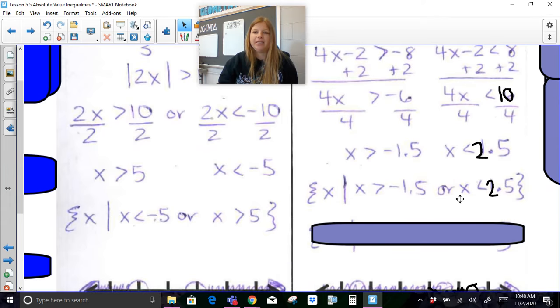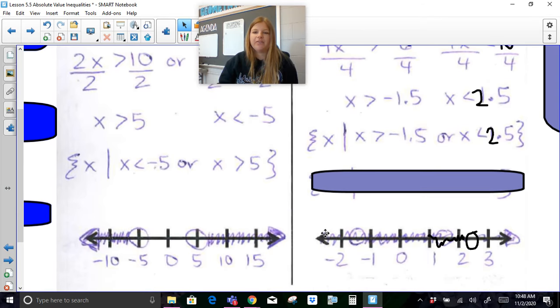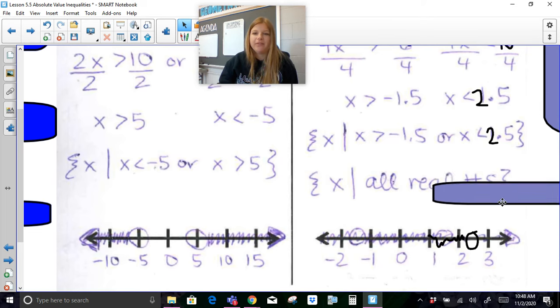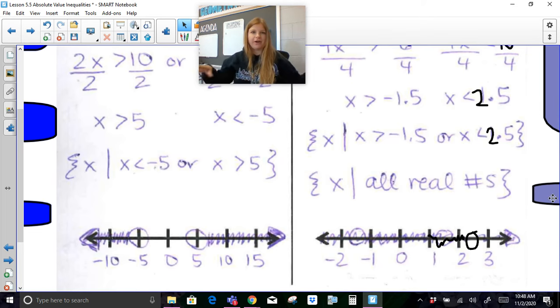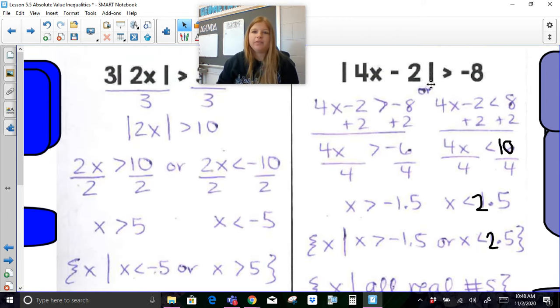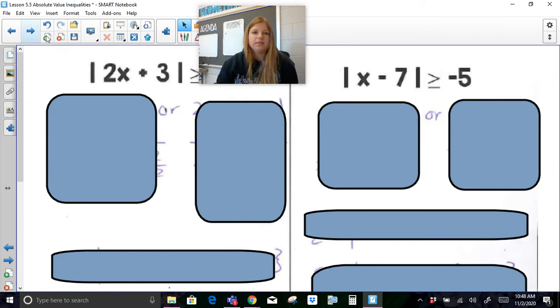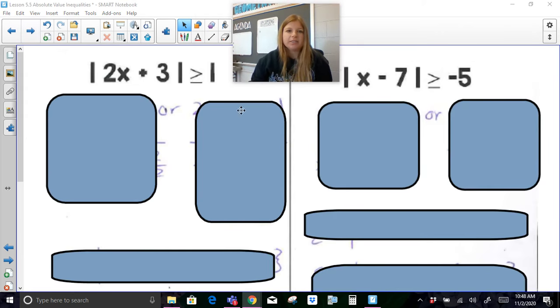And what ends up happening here, guys, is that when you graph both of those, and this is a really ugly graph, all the numbers that are greater than -1.5 and all the numbers that are less than 2.5, it's literally the entire graph. There's overlap and it just extends. And that's going to be a case, and we could have figured that out right from here. If you have the absolute value of anything ever set greater than a negative, it's always going to be all real numbers.